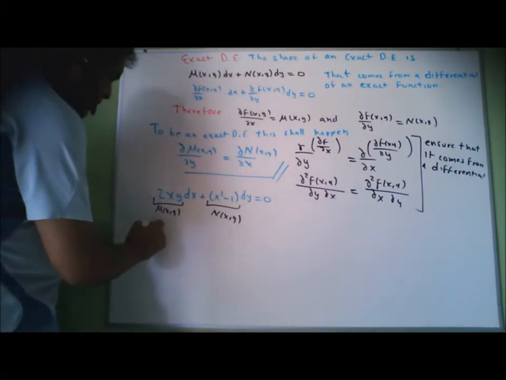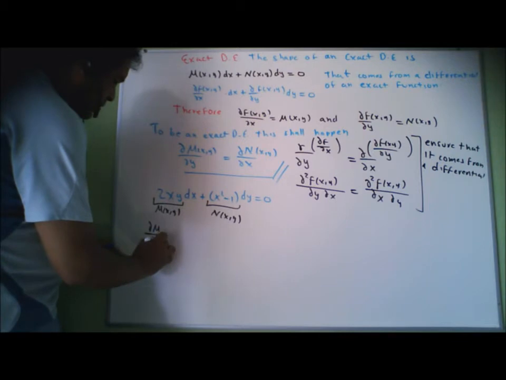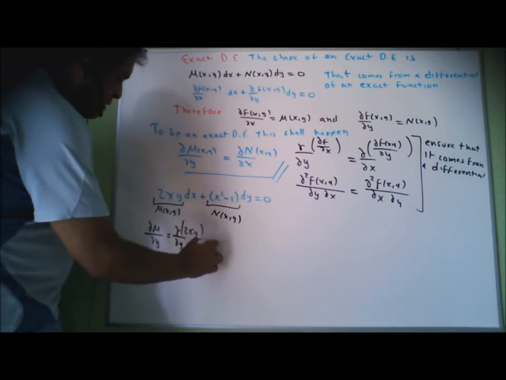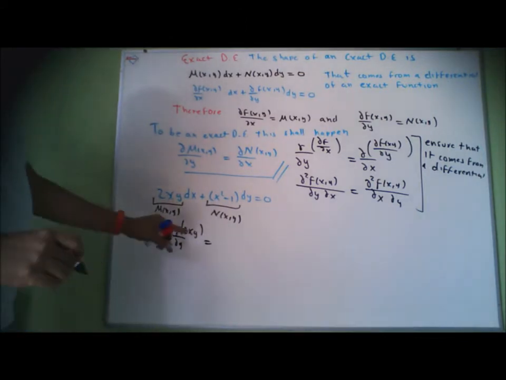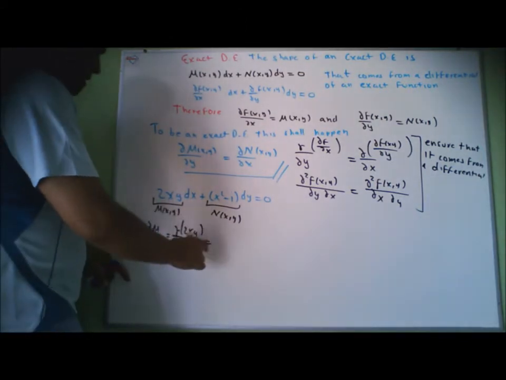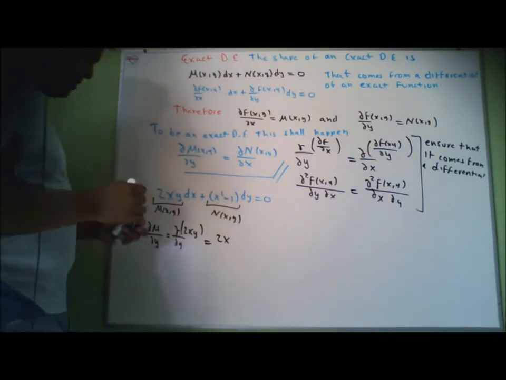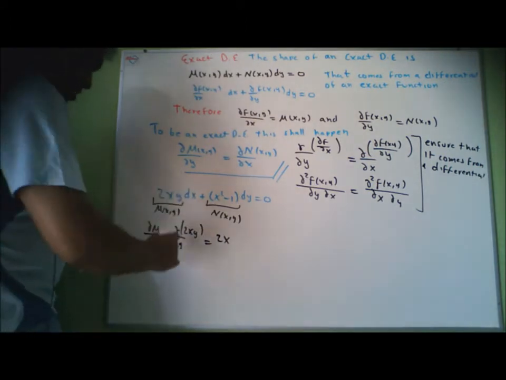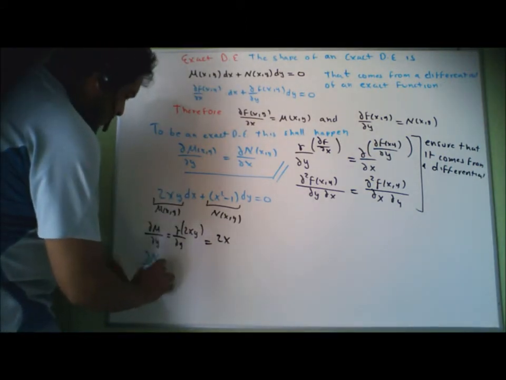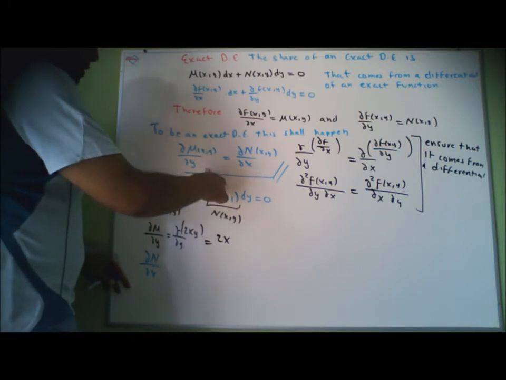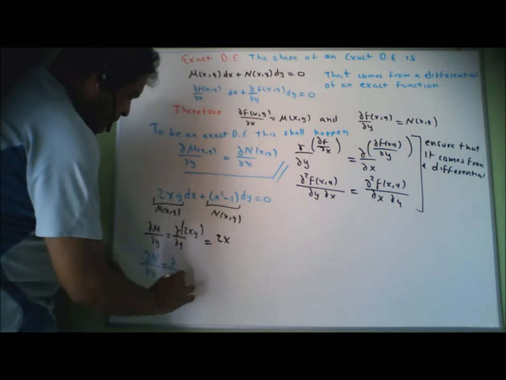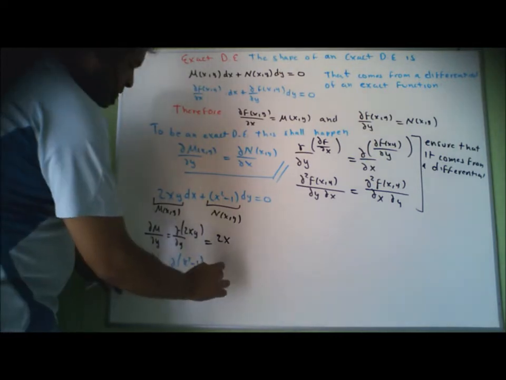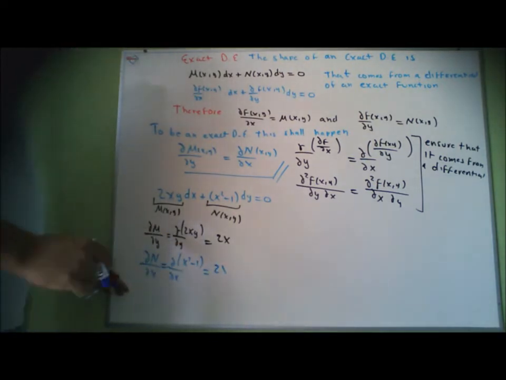So let's take the partial of M with respect to y. So the partial with respect to y of 2xy. Because it is a partial derivative, then the x is a constant, so the derivative of this is just 2x. Alright? Now let's do the partial derivative of N with respect to x. Derivative with respect to x of x squared minus 1. So the derivative of this is just 2x, and the 1 is equal to 0.